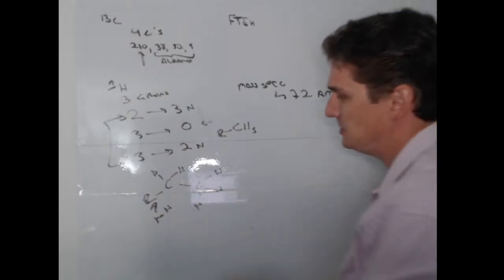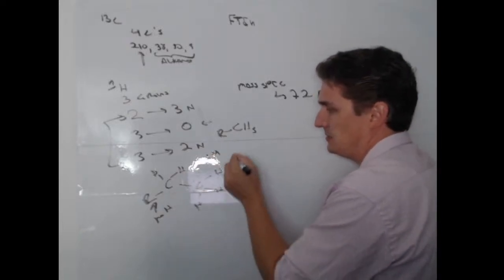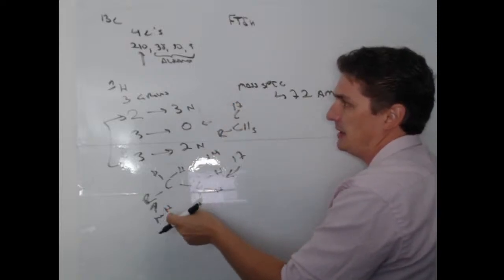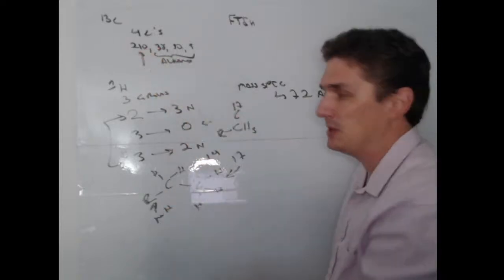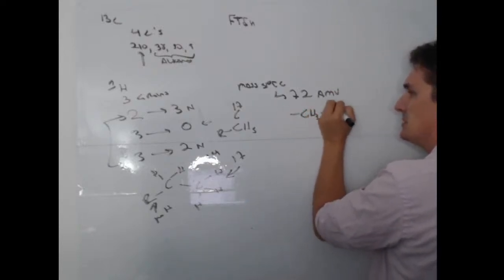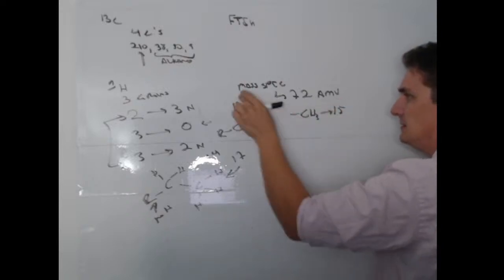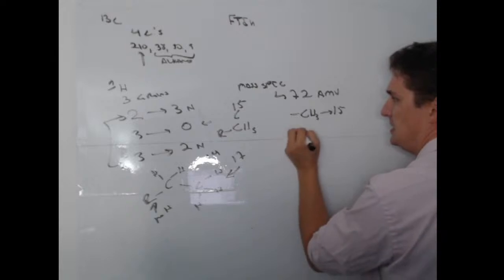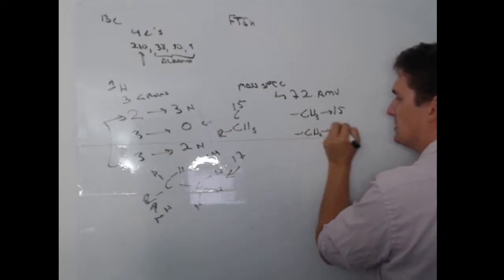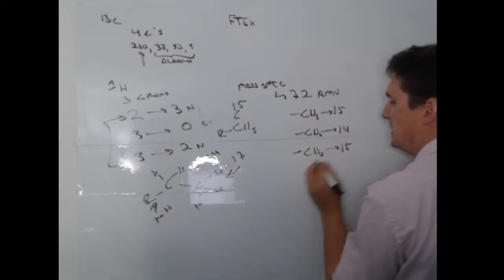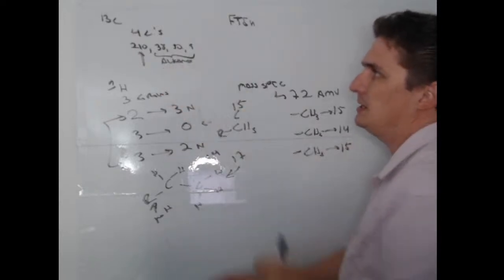We know we've got a CH2 group, those weigh 14. We've got a CH3 group, and we have another CH2 group, and we've got another carbon up here which we haven't accounted for. So our CH3 here is going to give us 15 AMUs. Our CH2 group is going to give us 14 AMUs. Our CH3 is going to give us 15 AMUs, and we've got one more carbon here we haven't accounted for.